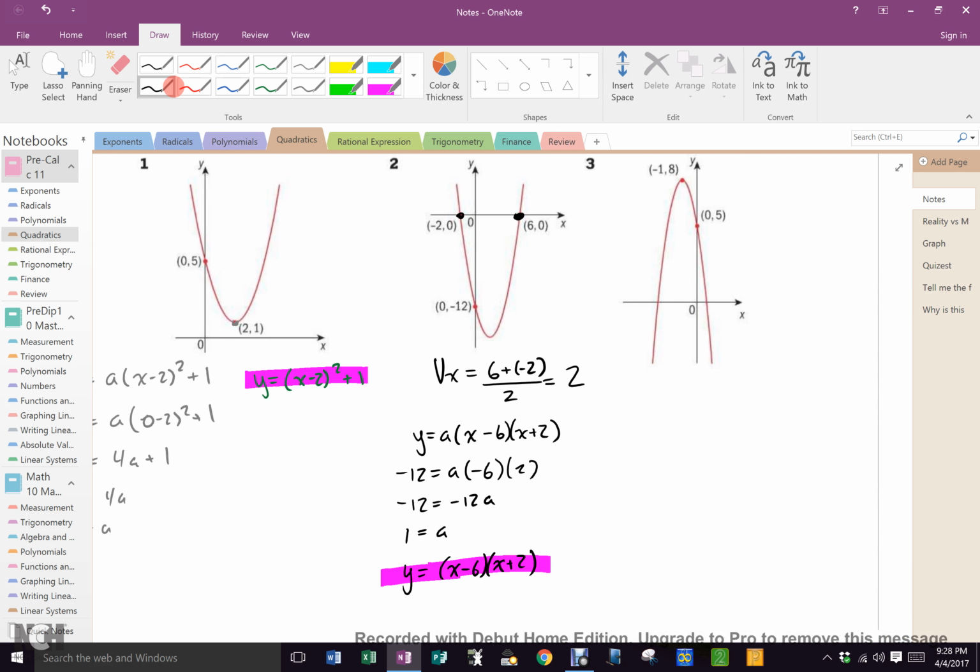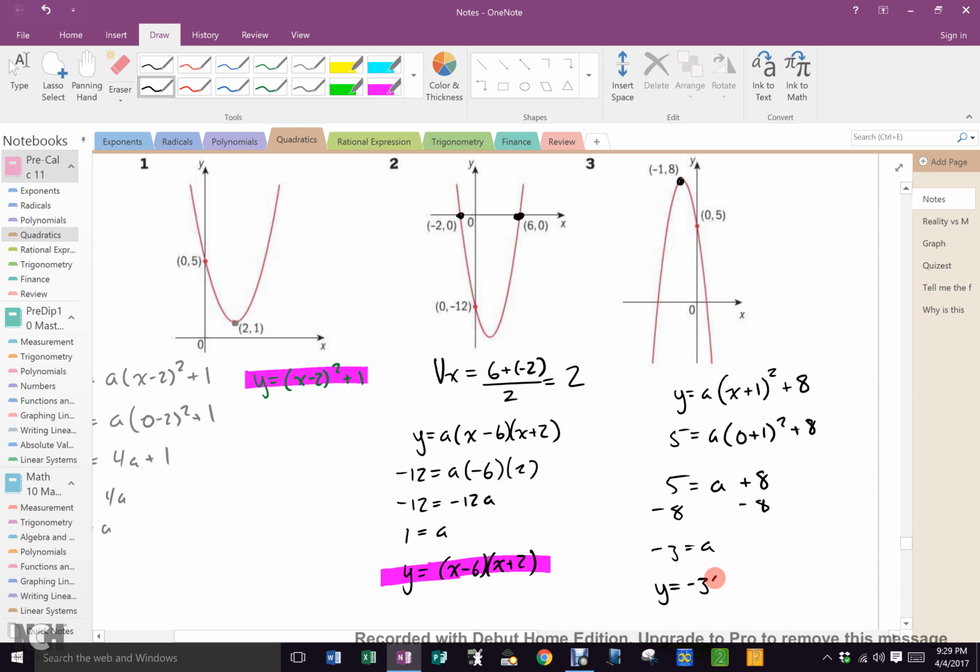Here I have a vertex. So once I have a vertex, I'm in business. Y equals a(x plus 1) squared plus 8. 5 equals a(0 plus 1) squared plus 8. 1 squared is 1, so 5 equals a plus 8, minus 8. Negative 3 equals a. So now I fill it in. Y equals negative 3(x plus 1) squared plus 8.